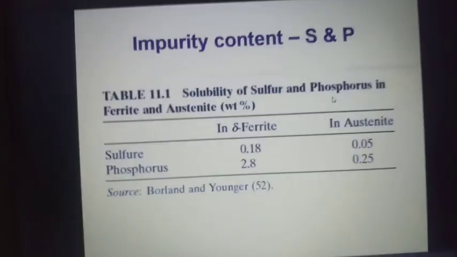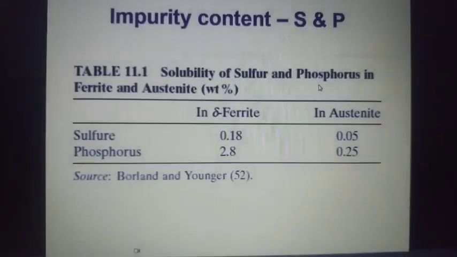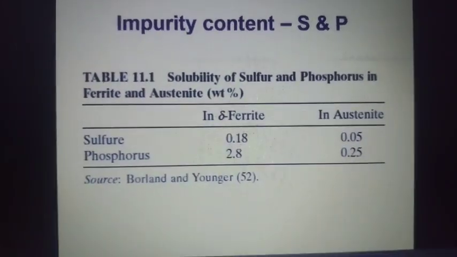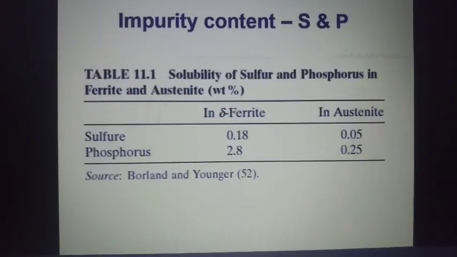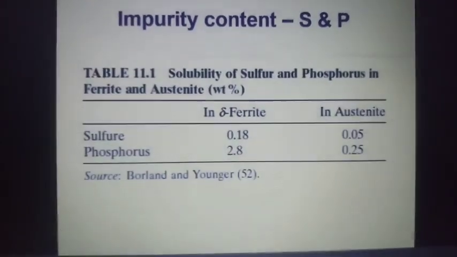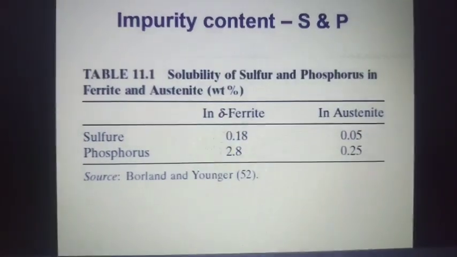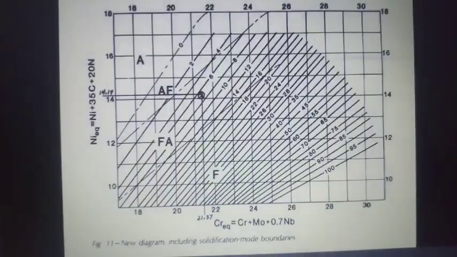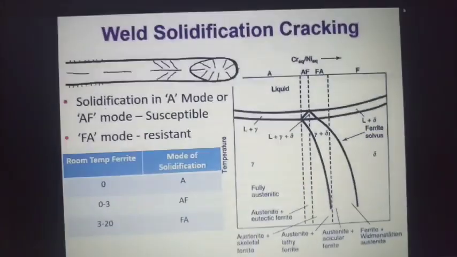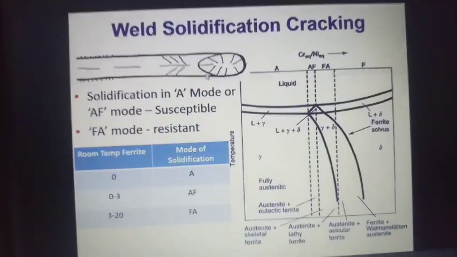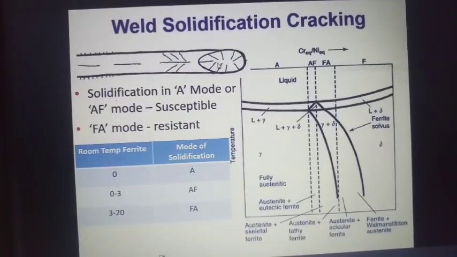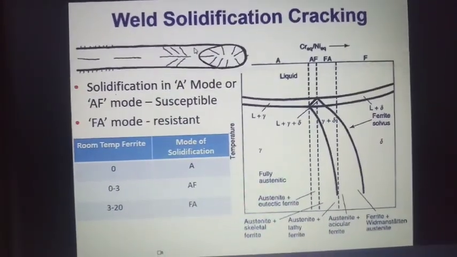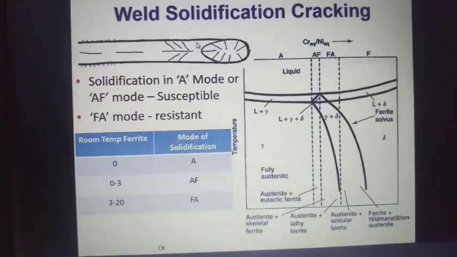The sulfur and phosphorus have a lower melting temperature, so they will solidify last. They will remain liquid down to around 900 degrees C. When the weld is solidifying, this is the place where the last solidification is happening. And as the weld solidifies, it will shrink. There will be shrinkage.